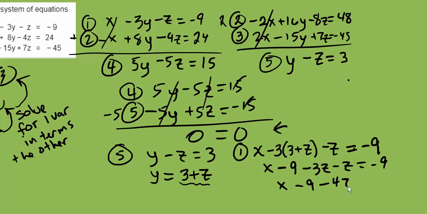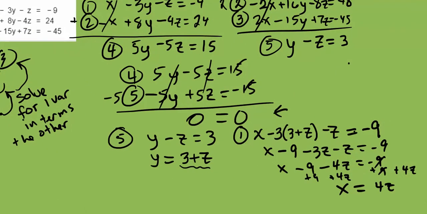So 4z. We're going to add 9 to both sides. And add 4z to both sides. So x equals, so the 9's cancel, 4z. So our solution set is going to look something like all the points, x is 4 times whatever z is. y is 3 plus z, sorry. So x is whatever 4 times z is, 3 plus z is y, and z is any real number.